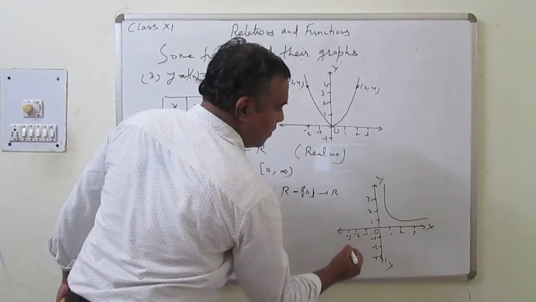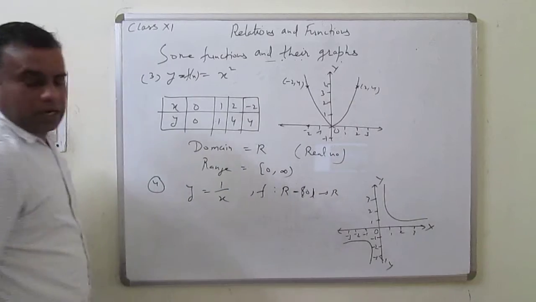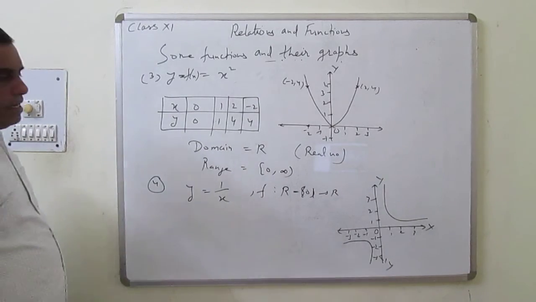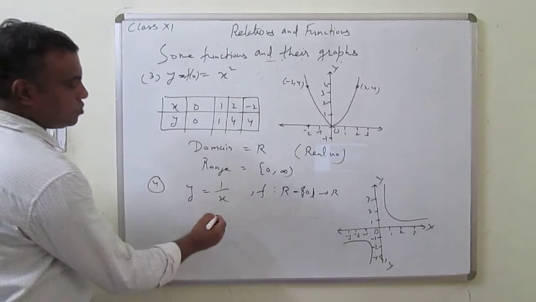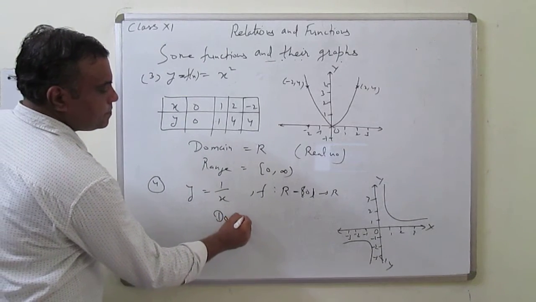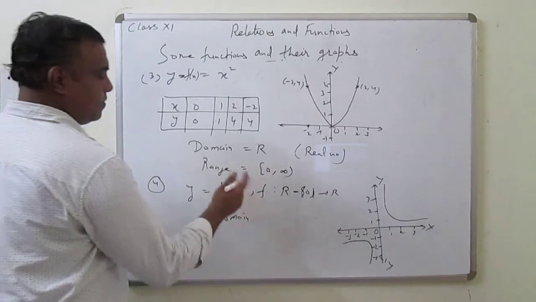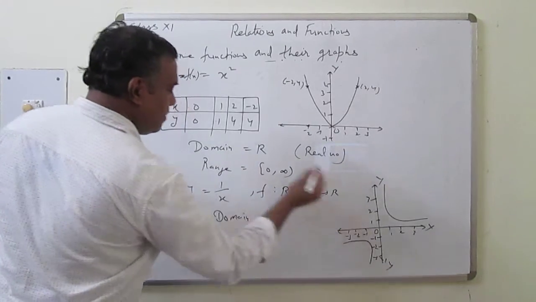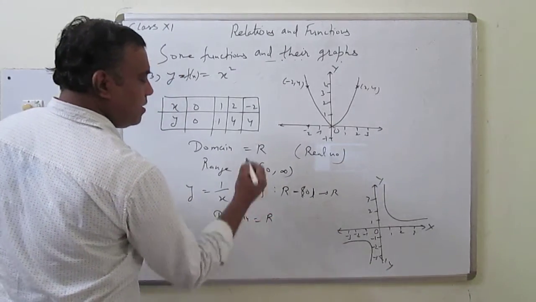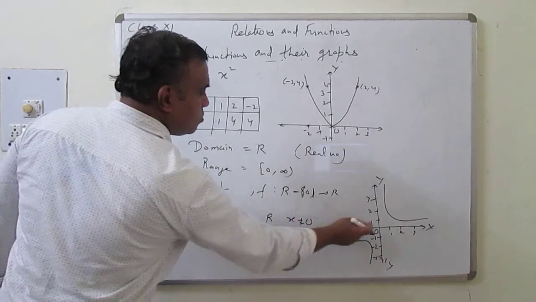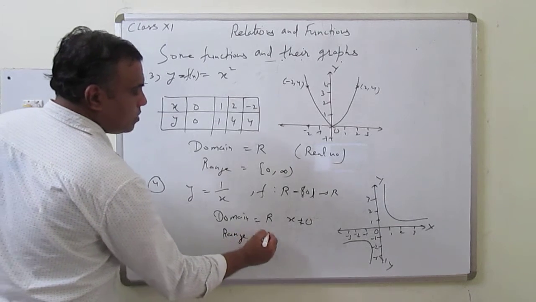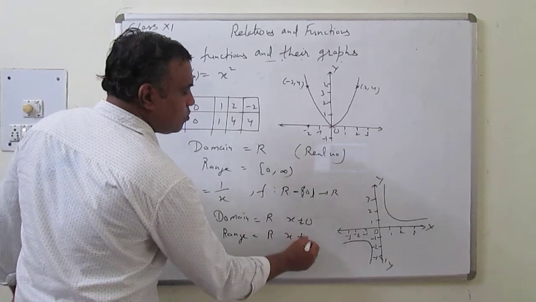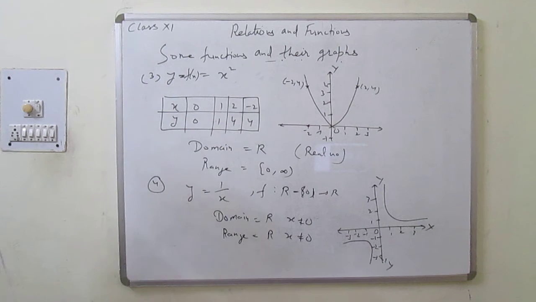If you take points, it will look like this. Here we will see that the graph will not touch 0. So what is the domain? Take any value of x, any real number, except x not equal to 0, it cannot be 0. Same for range, any real number but not equal to 0.